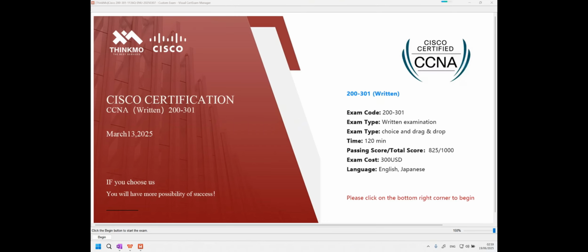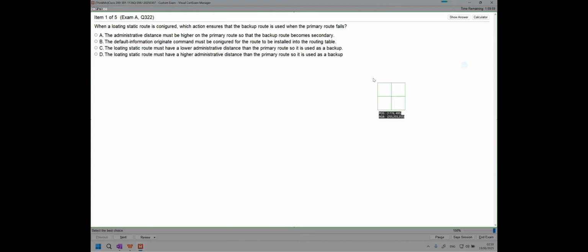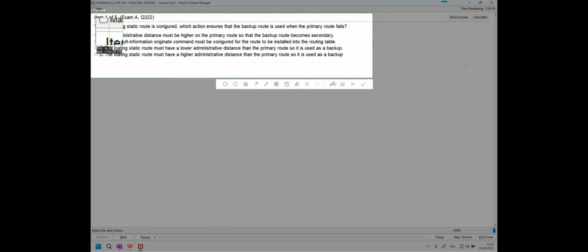Hello everyone. Today I will explain 5 technical questions from the CCNA exam. First, let's look at the first question. For the first question, it asks about configuring a floating static route.